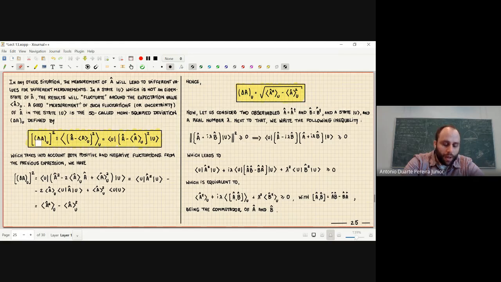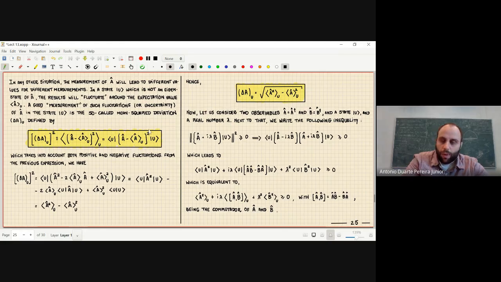So the square of the mean square deviation is defined by the expectation value of A hat minus the expectation value of A in the state |u⟩, squared. And this expectation value is taken in the state |u⟩. Okay? It's not difficult to understand. Look, this represents just this operation here. I'm taking this operator, which is A hat minus the expectation value of A hat in the state |u⟩. So this is just a number.